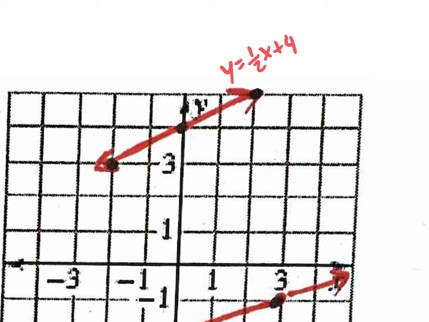Are you with me? Okay. Now, why is it 1/2 x plus 4? Because I go up 1 over 2. So that means that my slope is 1/2. And we know that the b value is right here. It crosses at 4. So if you know the m and you know the b, you could write y equals mx plus b. So that's your equation, y equals 1/2 x plus 4.